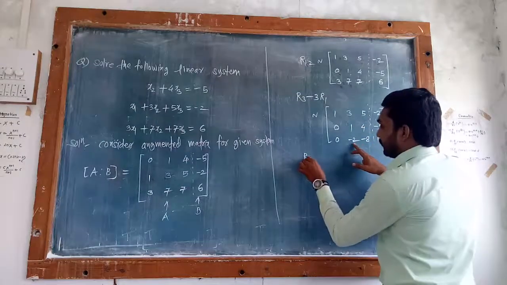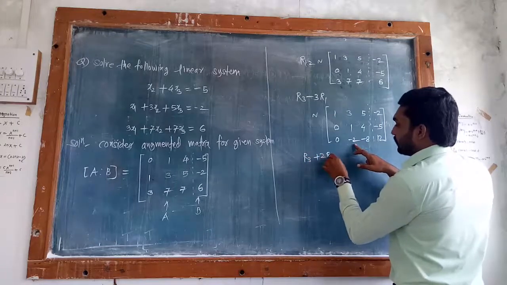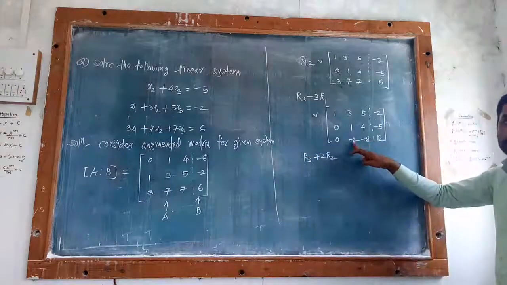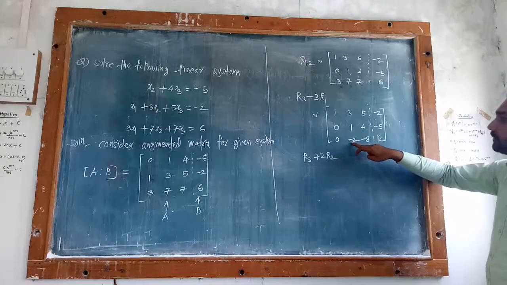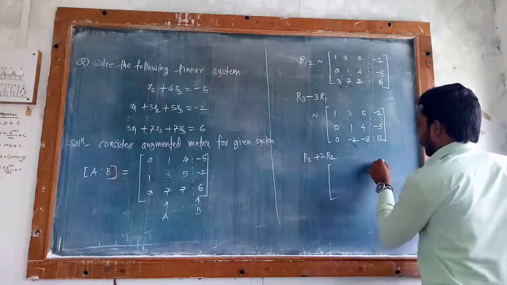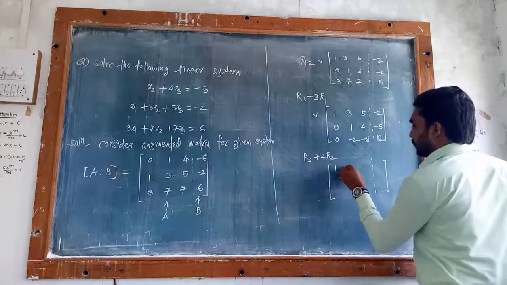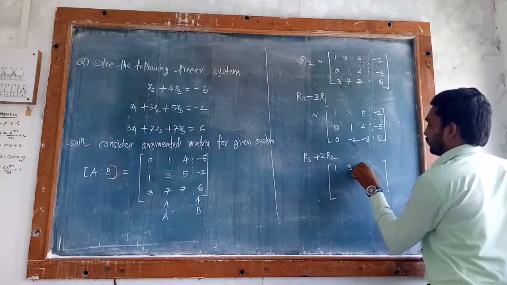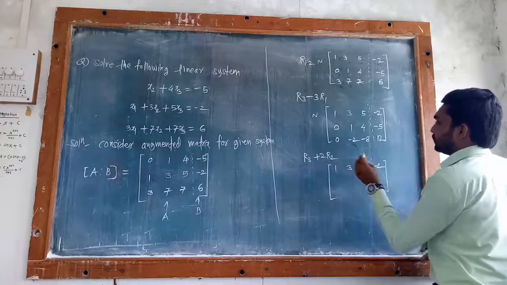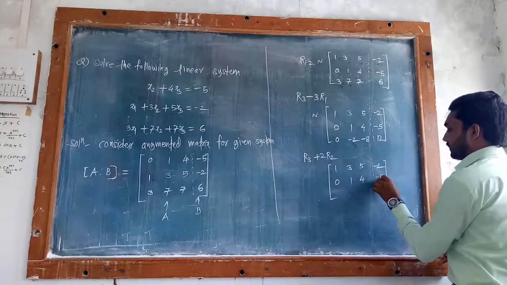This entry is present in the third row, so it is R3 plus 2 times R2, right? So your first and second rows stay as they are. What is your first row? It is 1, 3, 5, minus 2. Second row is 0, 1, 4, and this is minus 5.